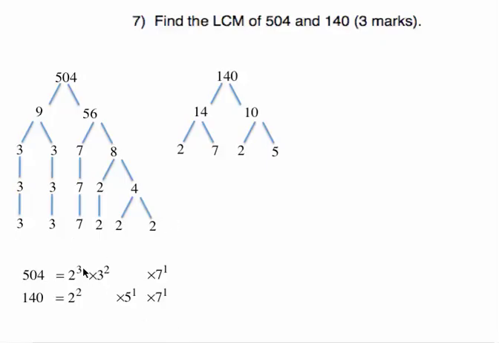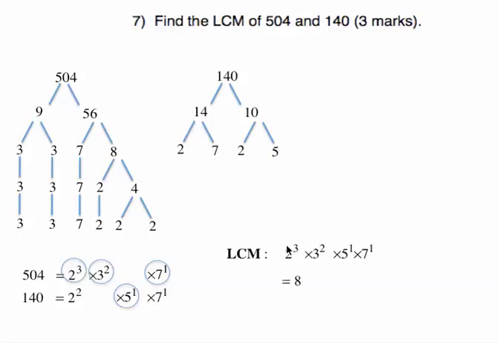For the 2s, which is the bigger power, 2 to the 3 or 2 to the 2? You guessed it, it's 2 to the power of 3. For the 3s, there's no choice, so it's 3 to the power of 2. For the 5s, once again, no choice. And for the 7s, it doesn't matter which one you pick because they're the same size. So I'm going to pick that one. Then we multiply what we circled. So the LCM is going to be 2 to the 3 times 3 to the 2 times 5 to the 1 times 7 to the 1, like that.